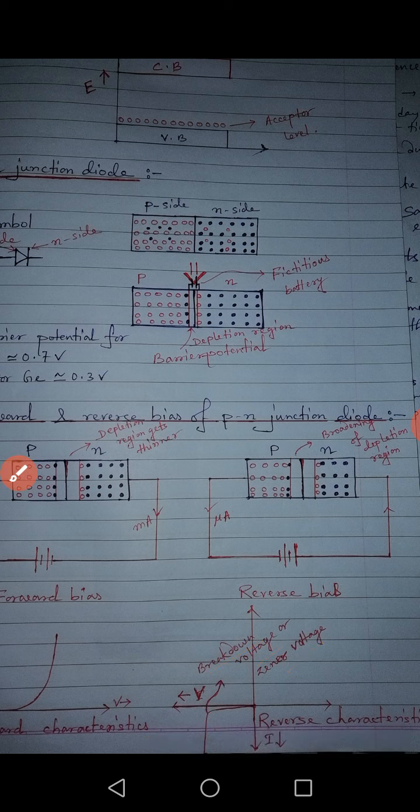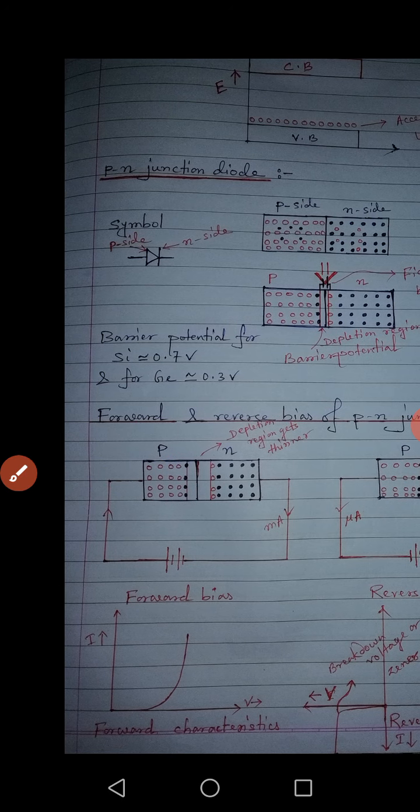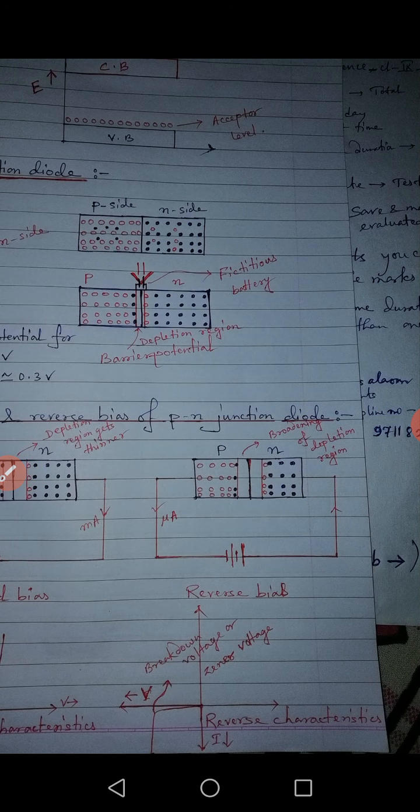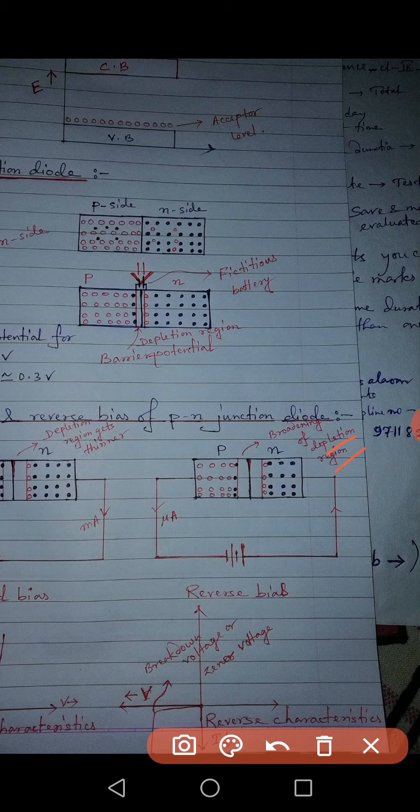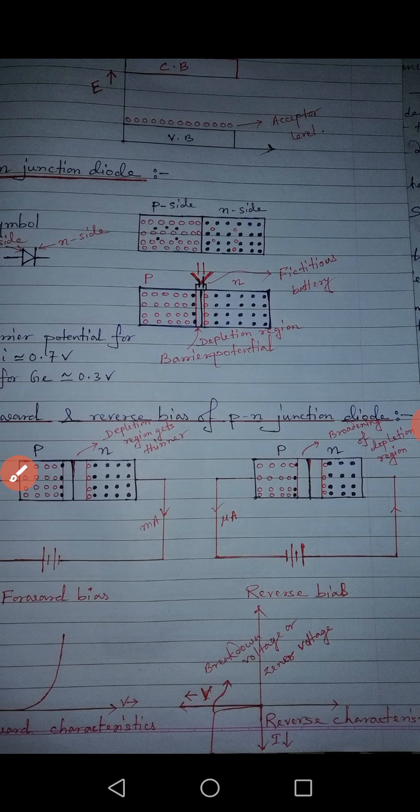And another thing, in reverse bias, broadening of the depletion region takes place. In forward bias it gets thinner, in this case it will get thicker. Okay, so for today this much only. We'll discuss the rest, that is avalanche breakdown, in the next video.